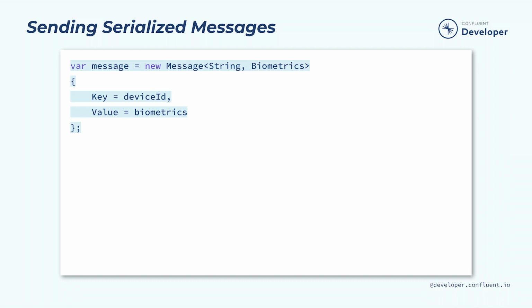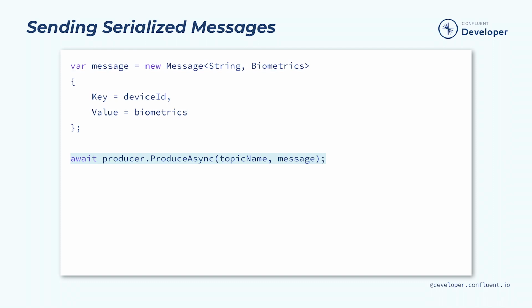Once we have registered the serializer with the producer, all we need to do is send it a message of the appropriate type. The producer will accept the message, execute the necessary serializers to convert it to an array of bytes, and then send the results to Kafka.